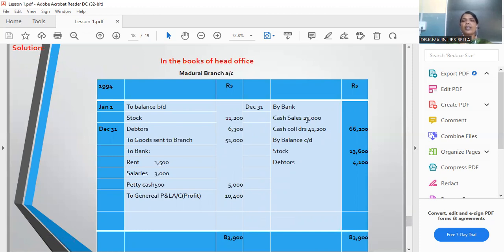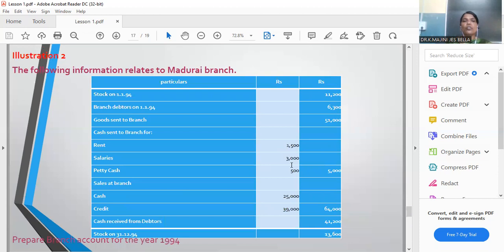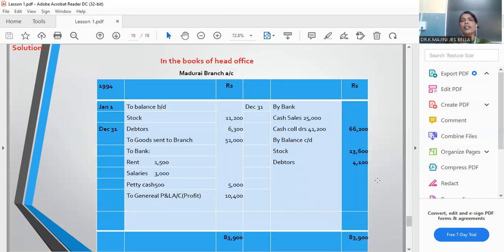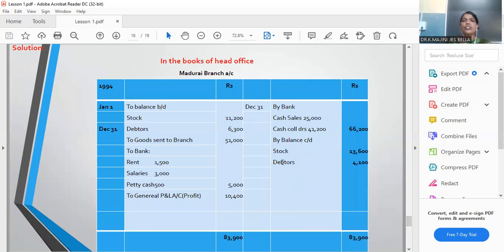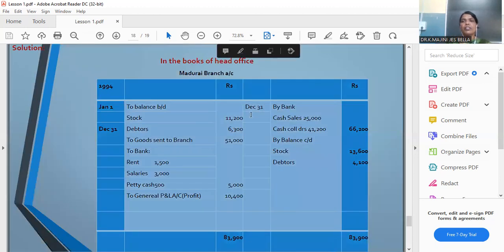Just total the cash sales and the collection from debtors, 66,200, right? You can write it in the outer column, 66,200. Then we have to write the closing balances. The stock is there, right? How much is the stock on 31/12/1994? 13,600, right? So we can write here stock 13,600. How much are the debtors? 4,100 debtors are there. So we can write here by balance c/d, stock 13,600, then debtors. You should write both items, stock and debtors.